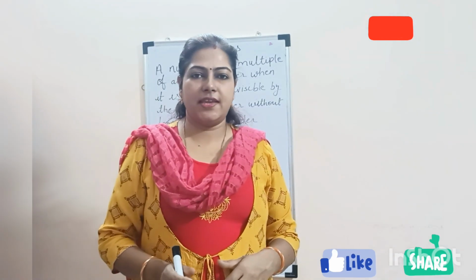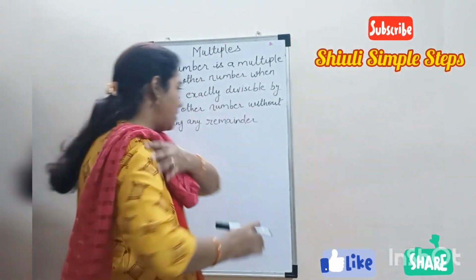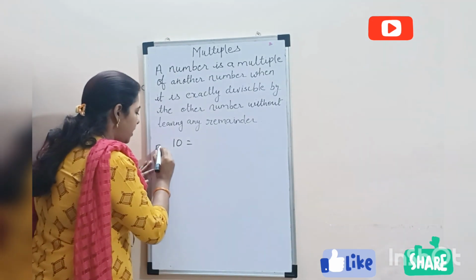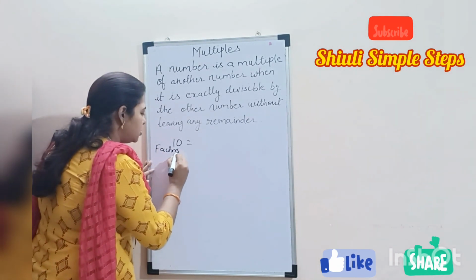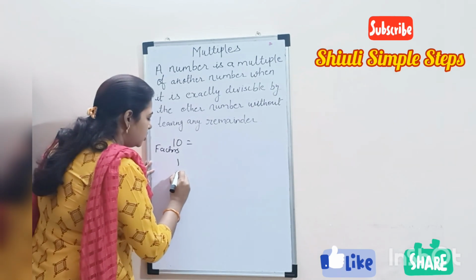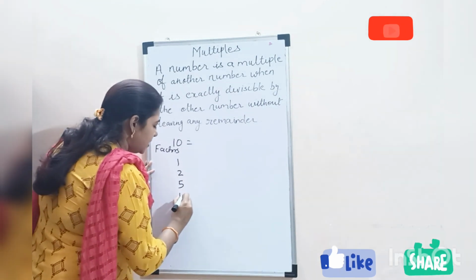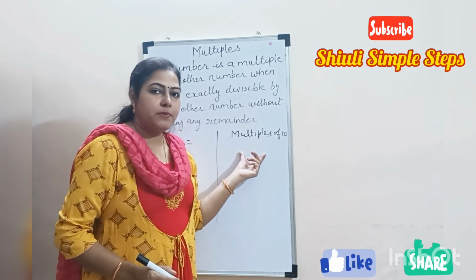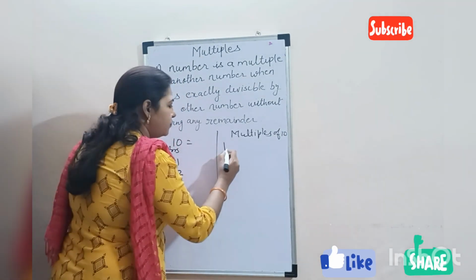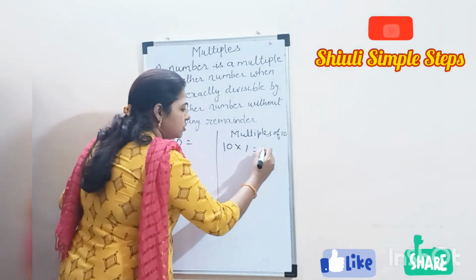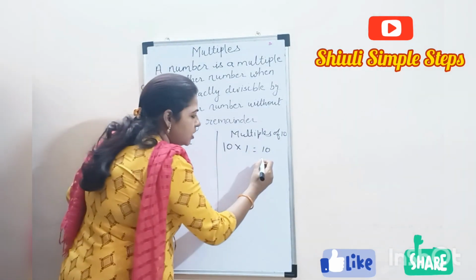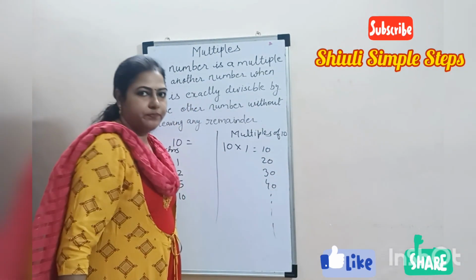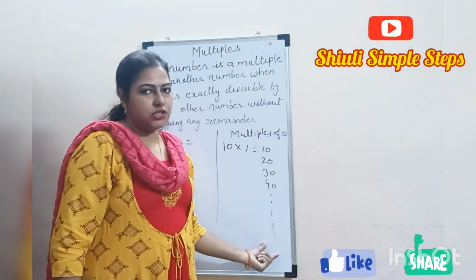We will take an example of 10. What are the factors of 10? We have learned now. The factors of 10 are 1, 2, 5 and 10. And when we want to find the multiples of 10, we multiply 10 by 1, 2, 3 and so on. It is 10, 20, 30, 40 and so on. They are the multiples of 10.